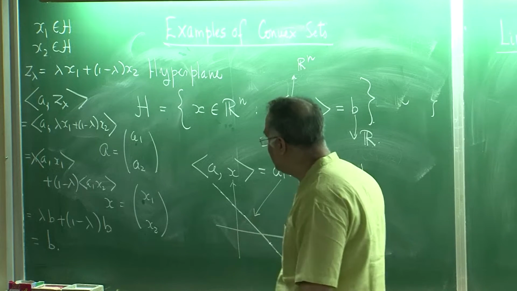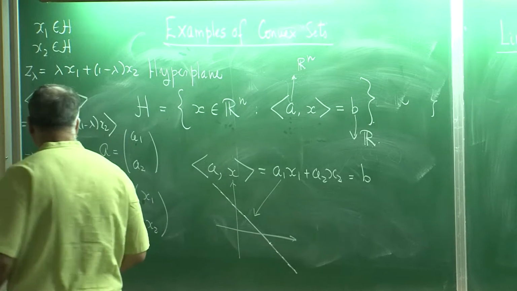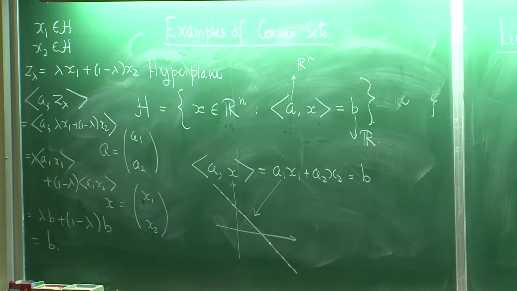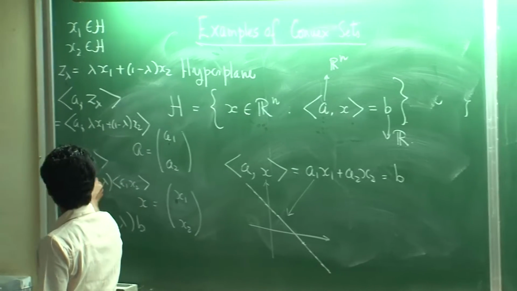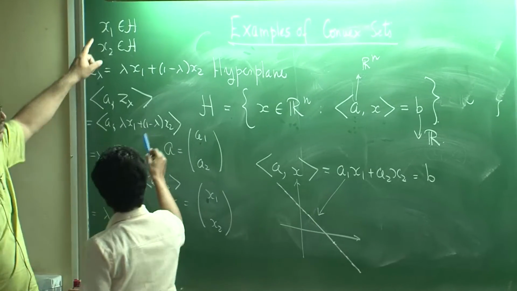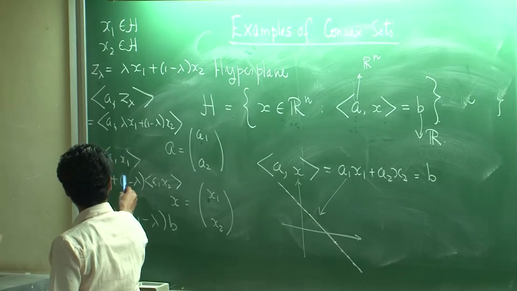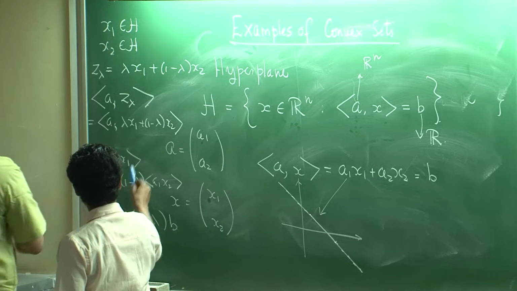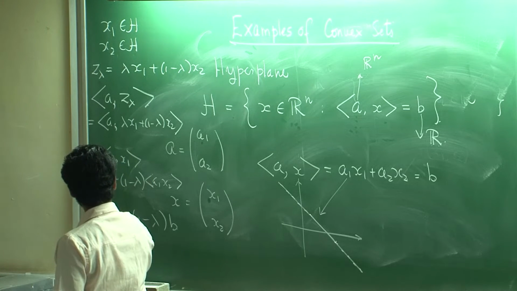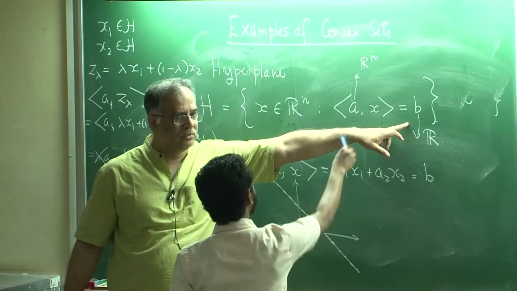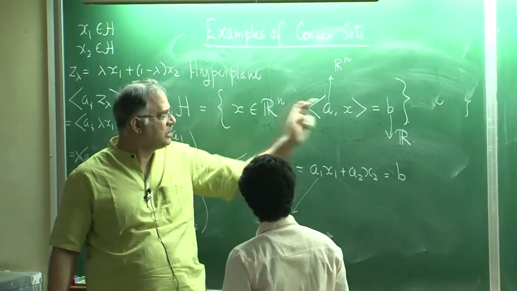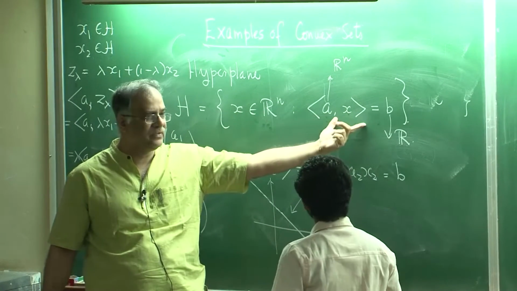Actually, x1 and x2 are both different variables, and both belong to H. So, if we represent this as A comma P, this P is fixed now. For all variables, any x which has to lie in this set has to satisfy this equation, right.